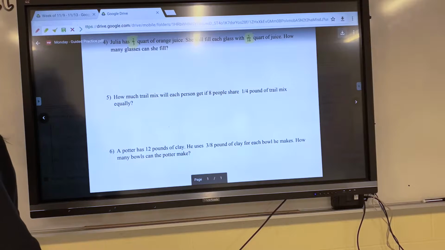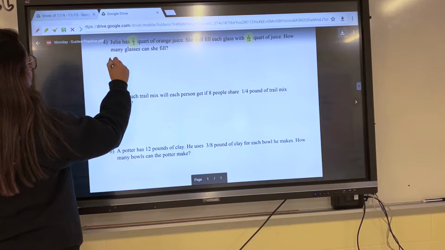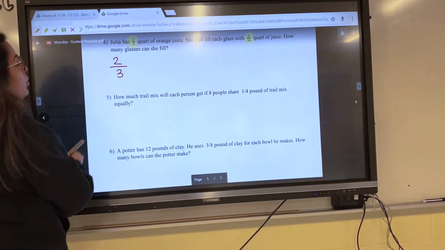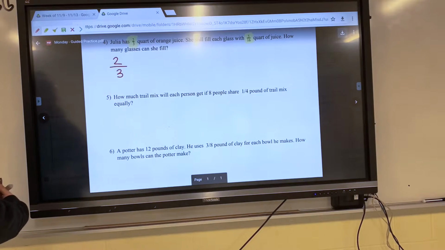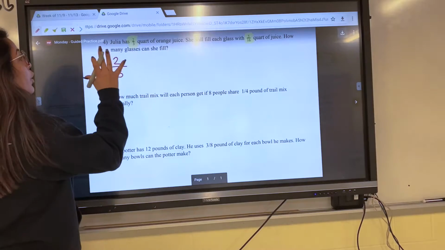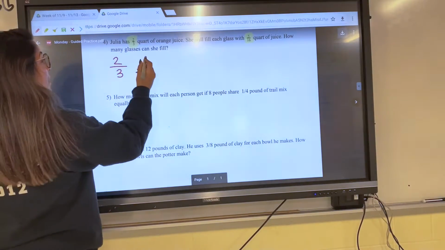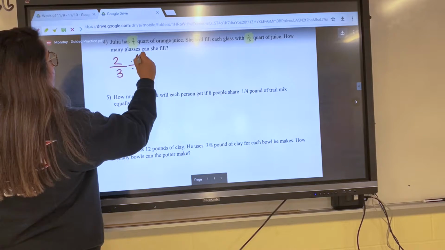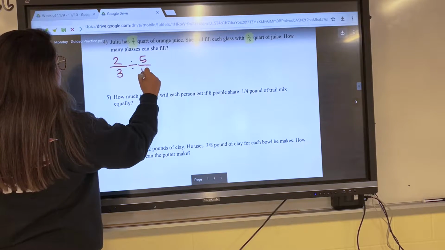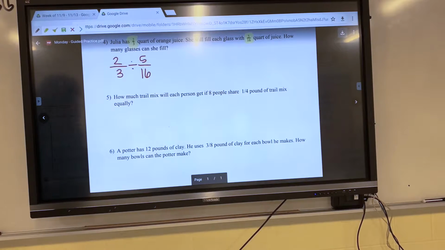So in this question, the number that we're dividing is going to be 2/3 because that's how much orange juice Julia has. And she's going to fill up glasses with 5/16 quart of juice. So we're going to be dividing the quart of juice by how much she's going to fill each glass. So it's going to be divided by 5/16. So now I'm going to solve it.